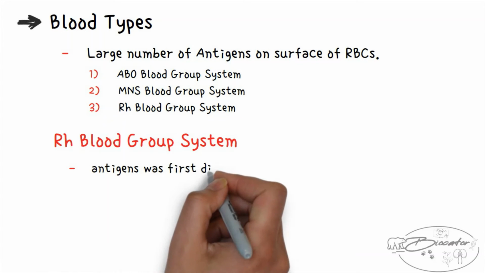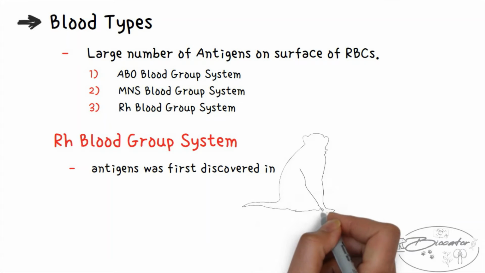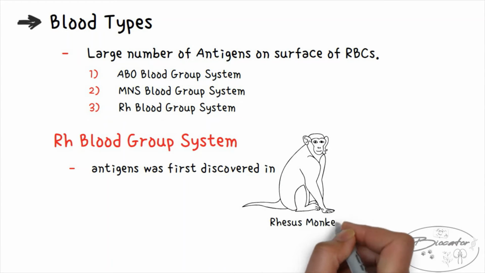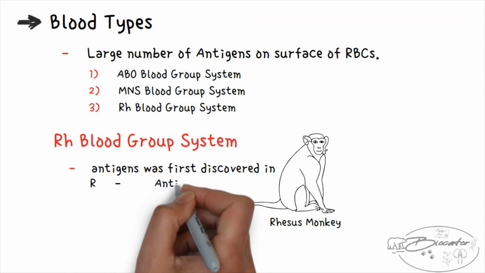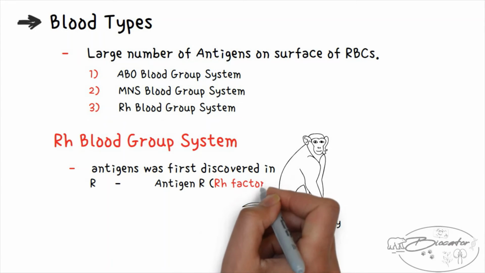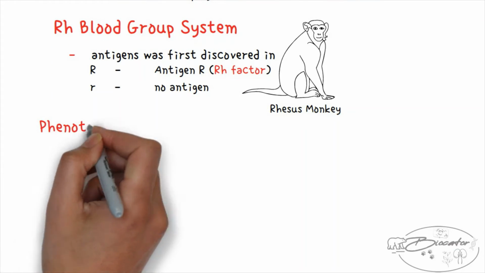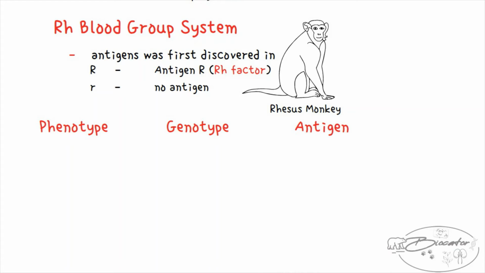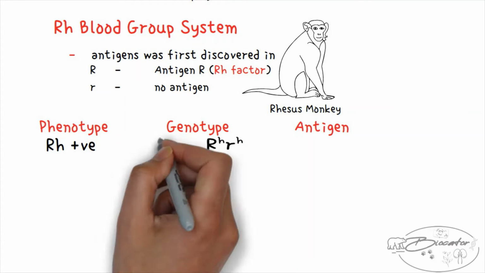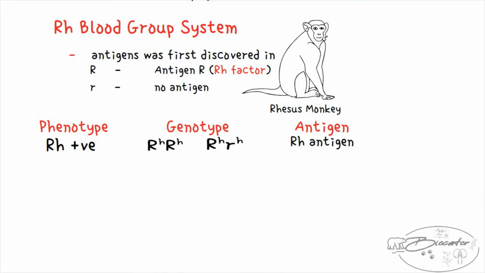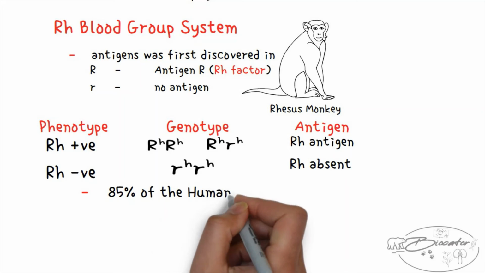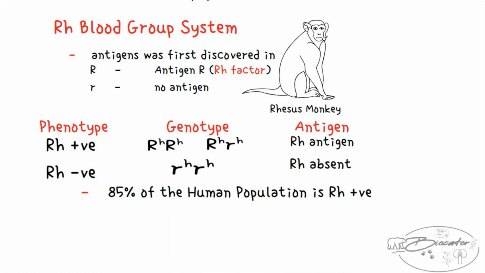The antigen was first discovered from the red blood cells of the rhesus monkey, and these antigens are specified by the gene R in humans. The dominant copy of the gene specifies the Rh antigen on the surface of red blood cells, whereas the recessive form of the gene does not specify any antigen. So an Rh positive individual will have this combination of alleles to specify the Rh antigen on the surface of red blood cells, whereas Rh negative individuals will not show any antigen on the surface of red blood cells. About 85% of the human population is Rh positive.